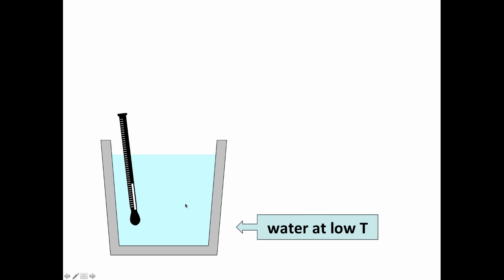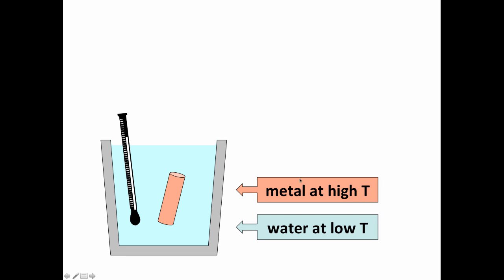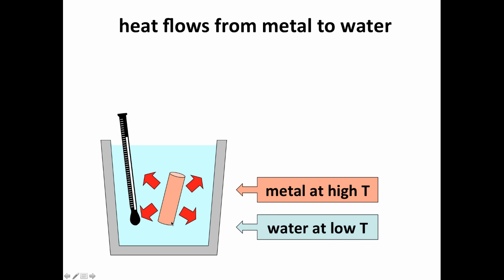Suppose we have a container that has some cool or low temperature water in it. And then to that, we add some high temperature or hot metal. What ends up happening is the temperature of the water increases, the temperature of the piece of metal decreases, and this occurs because heat flows from the metal to the water. It flows from the high temperature substance to the low temperature substance.